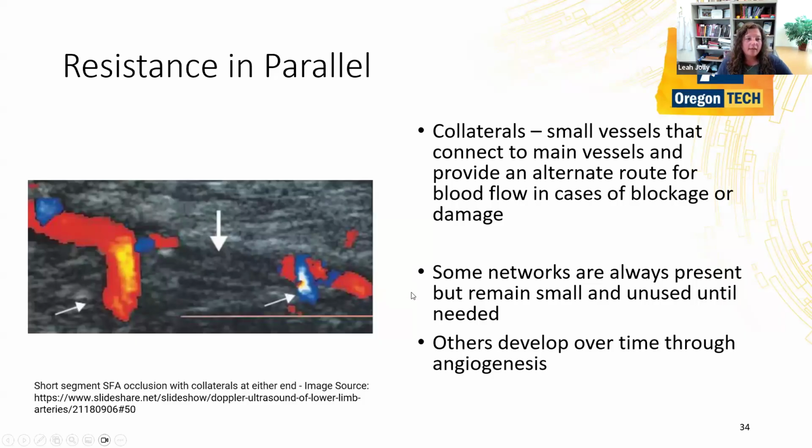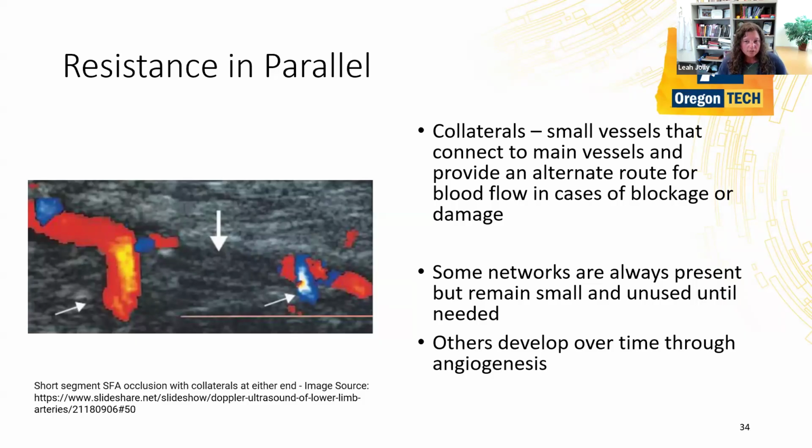So here's an example of what that might look like. Here is a short segment occlusion of the superficial femoral artery. And we've got a collateral, so a branch vessel coming off of here. And then we can see another one that's coming in to the vessel right here. So there are little tiny collateral channels bringing flow around that obstructed segment and providing an alternate route for blood flow. So we naturally have some of these already, but a lot of times they're not very robust.